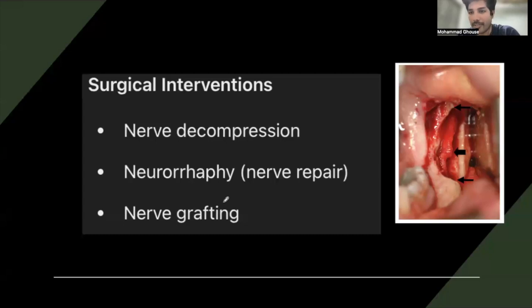And if the distance between the two cut ends is bigger, that is, greater than 3 millimeters, then we can use either nerve conduits or grafts. The graft can be taken from the post-auricular region, where the great auricular nerve graft has a similar diameter to that of the inferior alveolar nerve. So, in order to bridge the distance, this graft can be placed in between, and the two ends can be sutured together.